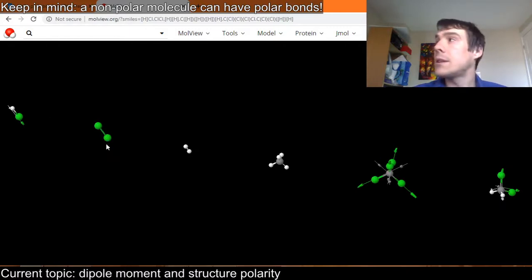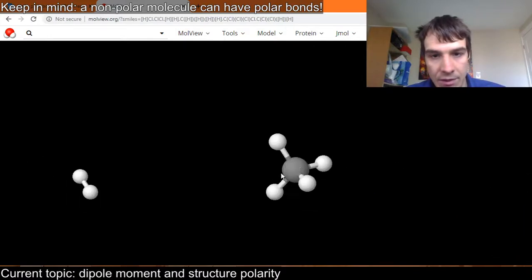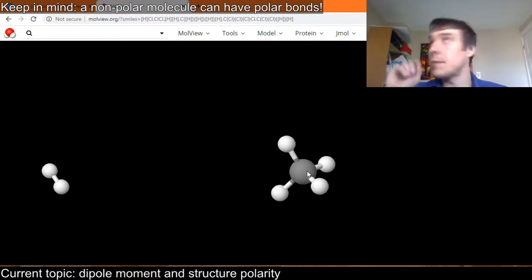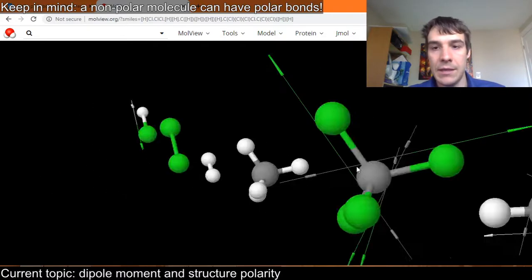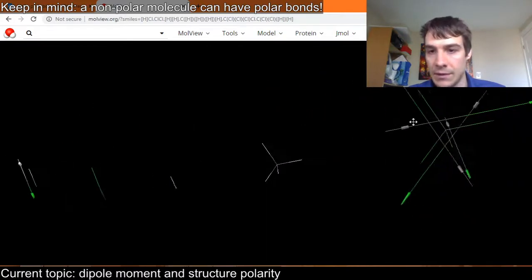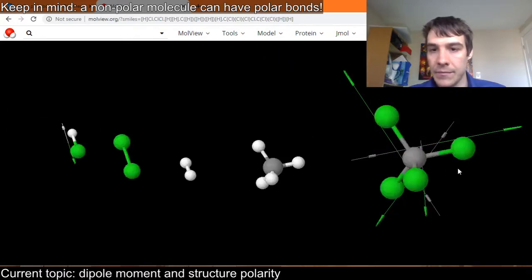The chlorine has no dipole, and the hydrogen has no dipole because they're pulling with equal strengths, so it's not giving us any dipoles. This guy, the CH4, also no dipoles because carbon and hydrogen are so close together in electronegativity that it's hard to get a dipole off of it. But this one here, look at those dipoles, look at those bond dipoles. They are much more towards the chlorines, right?